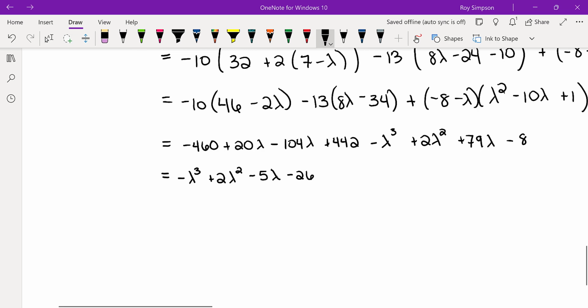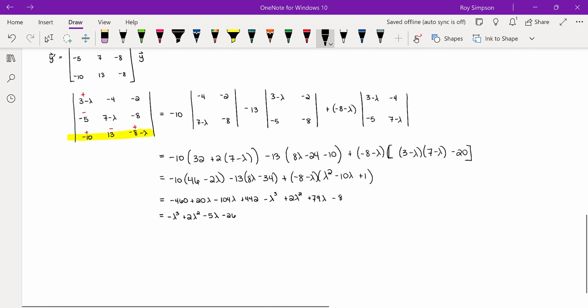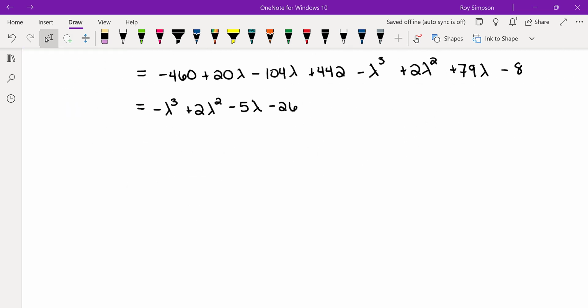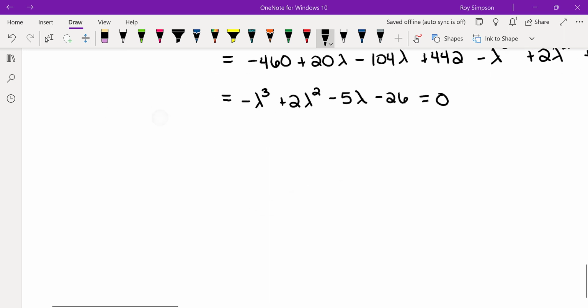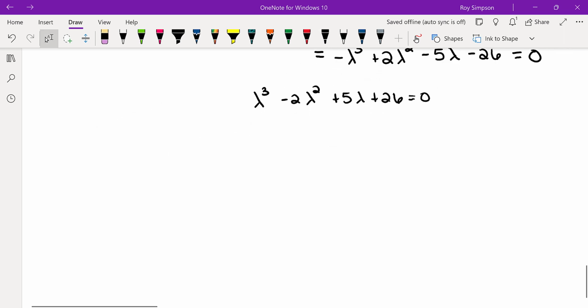All right, we get down to this. That's quite a bit of work, right? It's a lot of work for this one right here. It's not really conducive for making you feel confident. And then we want to solve this polynomial equals 0. Probably the best thing to do is multiply everything by -1 first. And then use the rational roots theorem to try to find a root of this.